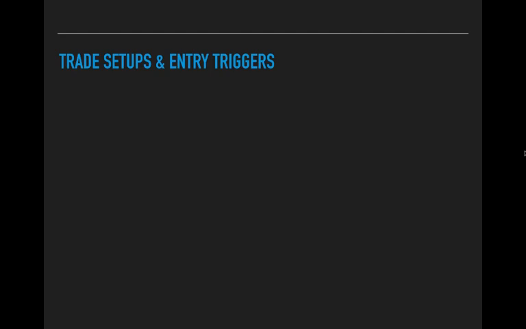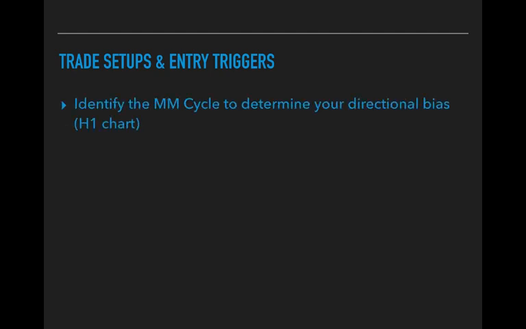All right, so today we're going to talk about trade setups and entry triggers. Recapping from last video, we identify the market maker cycle to determine your directional bias, and we're going to do that on the H1 chart. Once you've identified where you are in the cycle, you'll be able to determine which way you should be going, buying or selling. Then you're going to drop down to the lower time frames, preferably the M15, to look for your pattern and your setup.